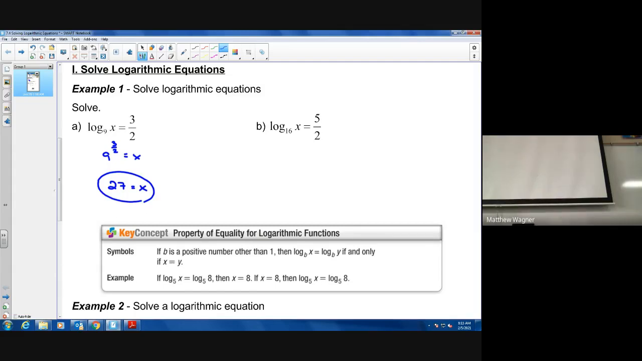Right? Similar thinking on part B. We know my base is 16, my power is 5 halves. That's going to be x. So I'm thinking the square root of 16 is 4. 4 to the 5th is 1024.